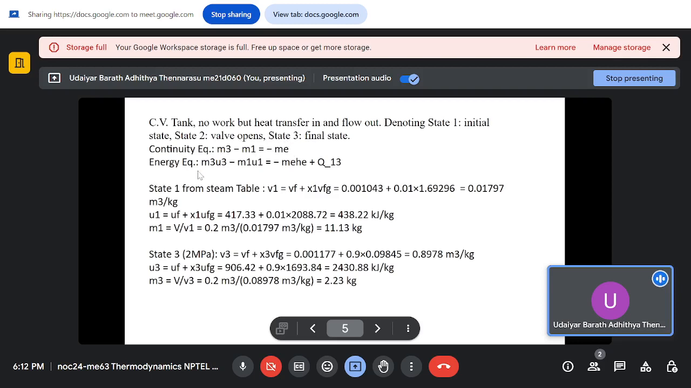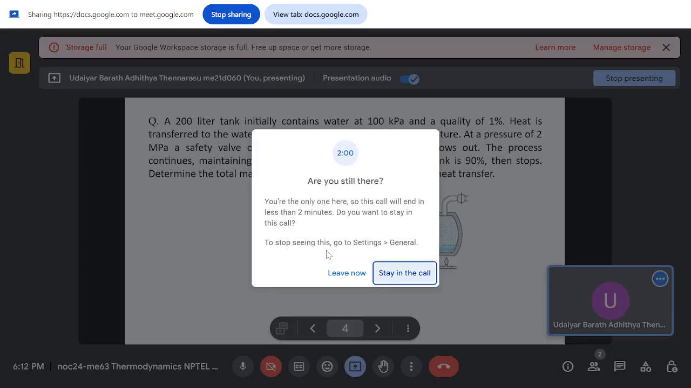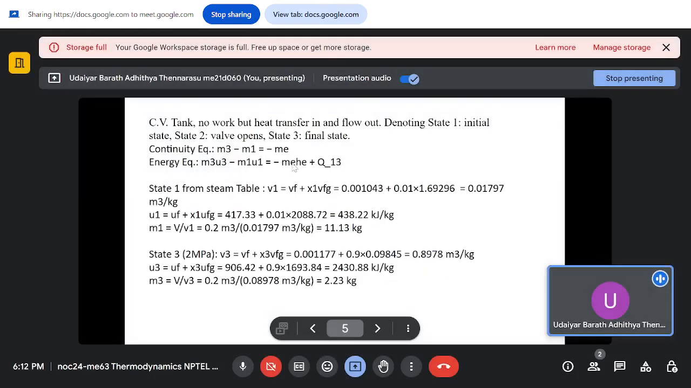Next we will apply the energy balance. From state 1 to state 3, there is no fluid coming in, but there is enthalpy of the fluid which is going out. So enthalpy of that will be equal to the heat transfer which is happening and then the change in internal energy.